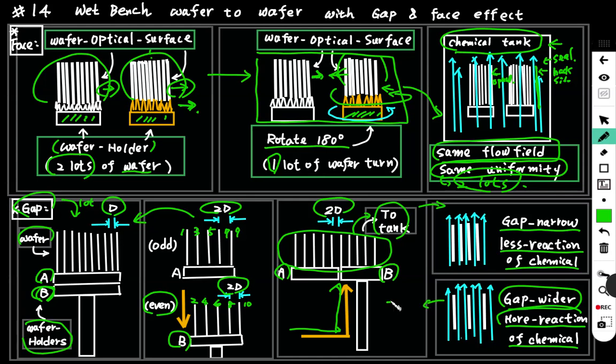It can increase the throughput we talked about before, and shorten the process time we talked about before, and most important, increase the uniformity. Increasing the throughput, shorter process time, and increasing the uniformity with bigger gap.